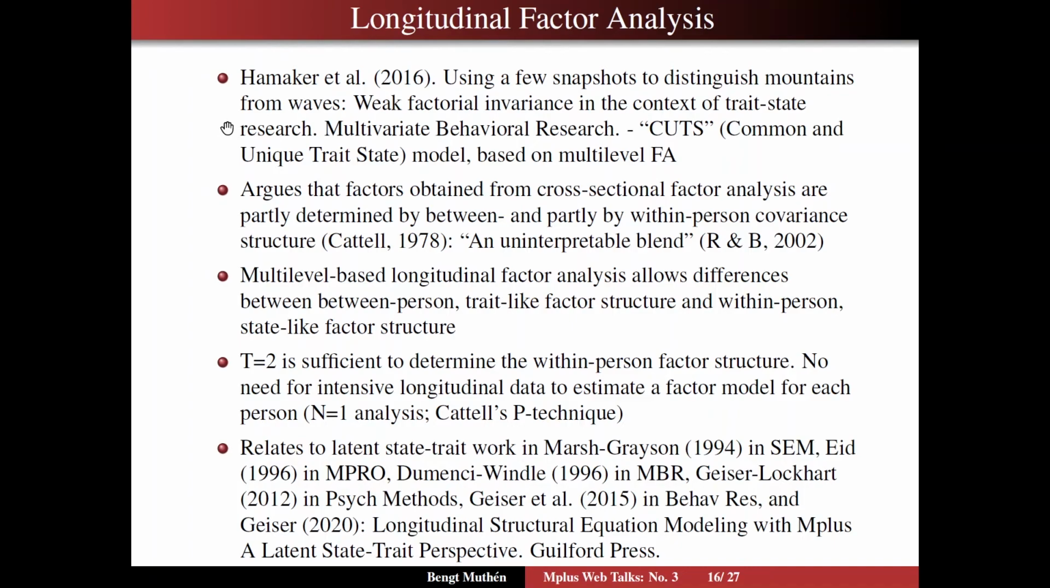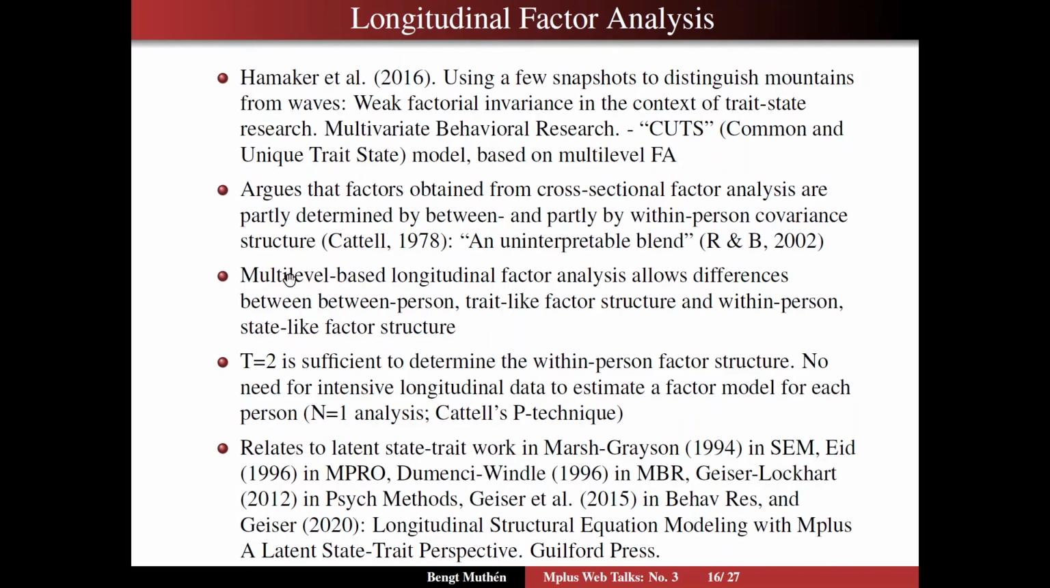researchers' everyday analyses. She talks about modeling that comes from, inspired by, multilevel factor analysis. And she argues then that factors from cross-sectional analysis are partly determined by between and partly by within-person covariance structure, citing Cattell in 1978. And that really reflects this uninterpretable blend of within and between parts of a multi-level model that Raudenbush and Bryk have talked about in their 2002 book.